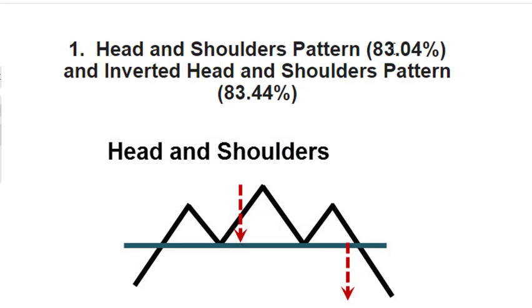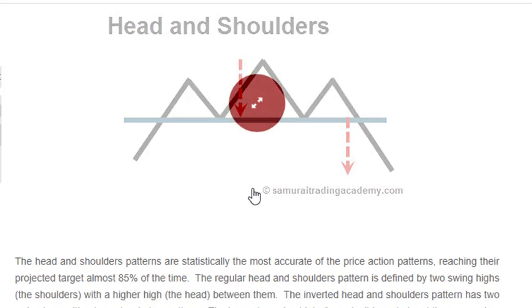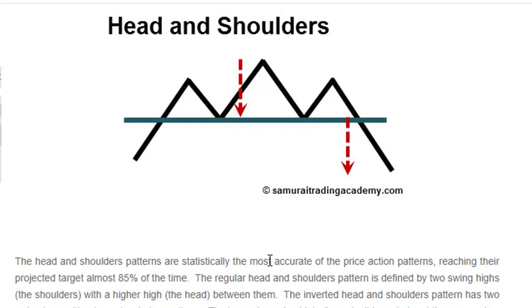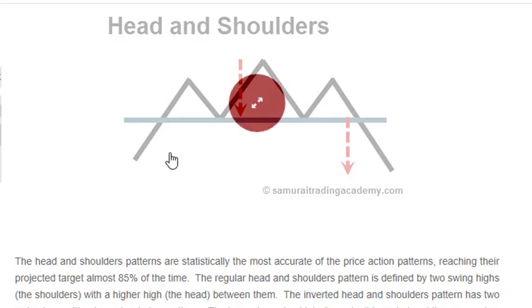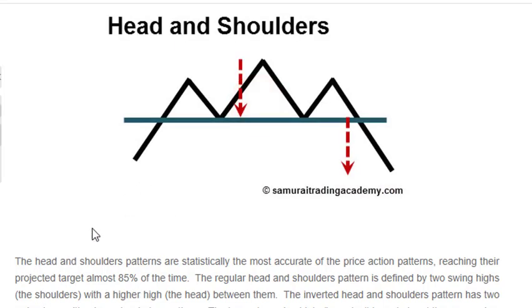There is an 83% chance of both of them happening in the same way. So you've got a very good profitable chance in your trades. And that is where you get the price in the head and shoulders pattern.